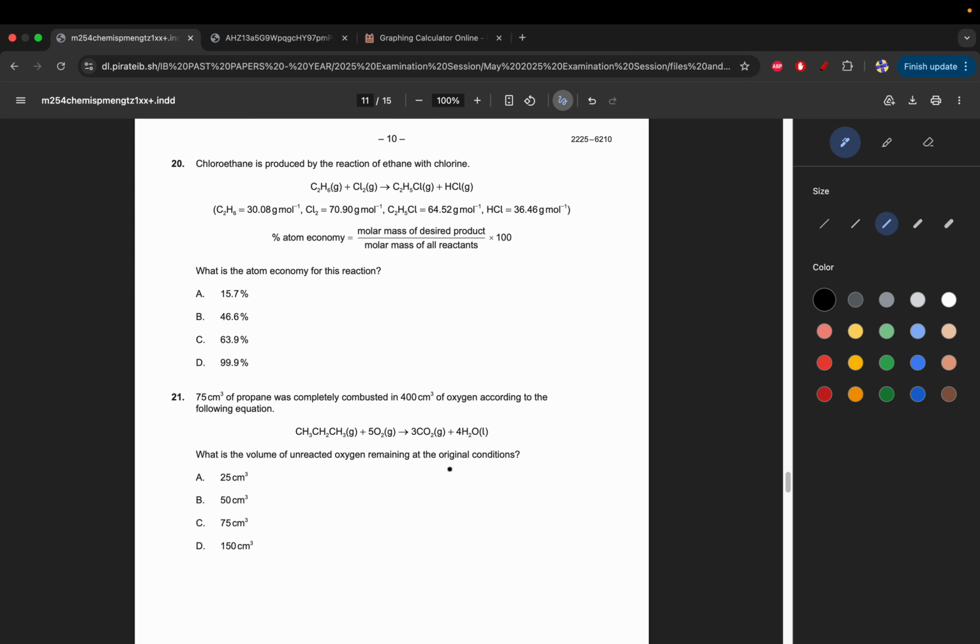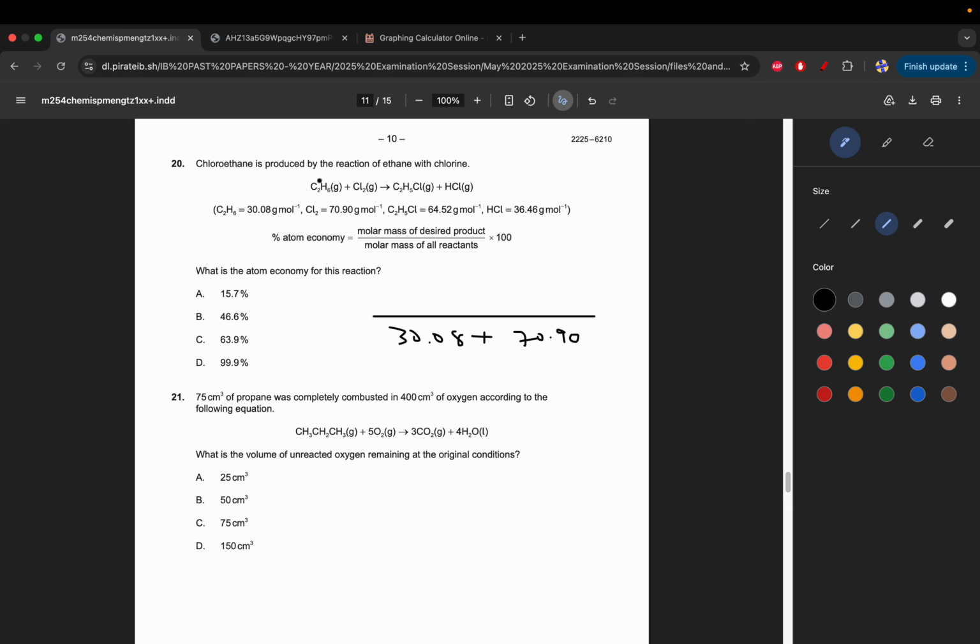20. Chloroethane is produced by the reaction of ethane with chlorine. What is the atom economy for this reaction? Okay, so atom economy is going to be the total mass of everything that's going in. Oh, we know, it says here. Okay, so all reactants is going to be what? 30.08 plus 70.9.